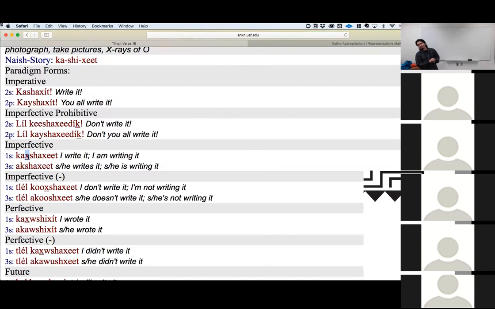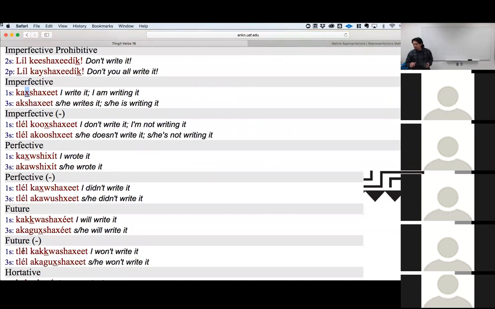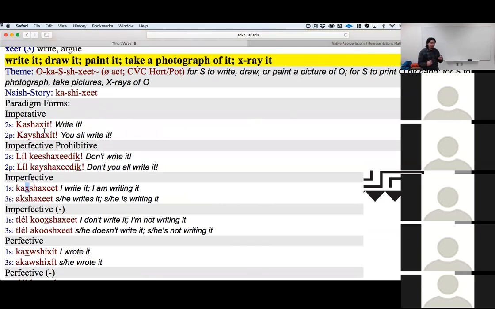Kadushahit. And so people are writing, you know, it's being written or whatever. Those are some things we could do: identify some verbs that we want to learn how to use, and then use imperfective, perfective, and future, because those are, I think, the ones you need most commonly. Once you start to get those, then we start looking into command forms, kashahit, where you're telling someone to write it or to draw it or to take a picture, and then to not do it.